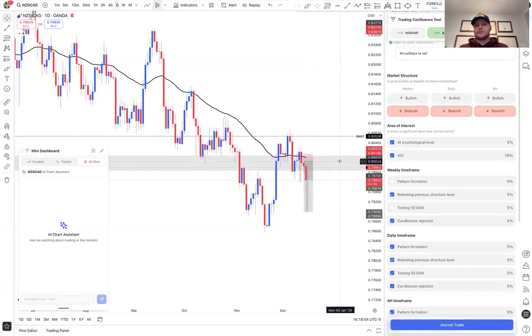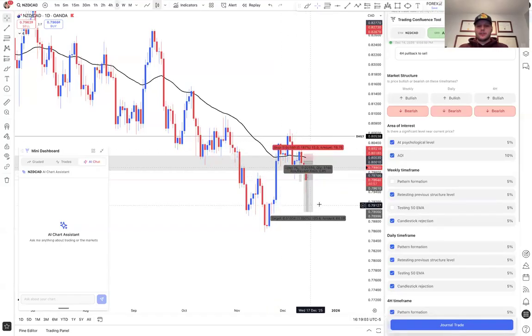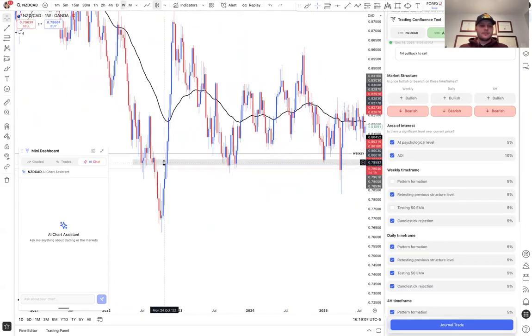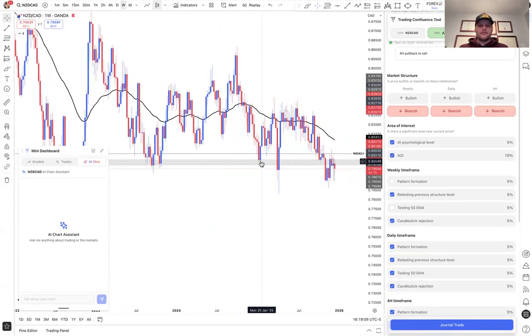First of all, if we zoom in a little closer, you see we have a round psychological level. It is 0.8 flat, 0.800, and we rejected that round psychological level. We also have a weekly area of interest, one, two, three, four structure points. It broke below, pulled back, retested, and rejected.